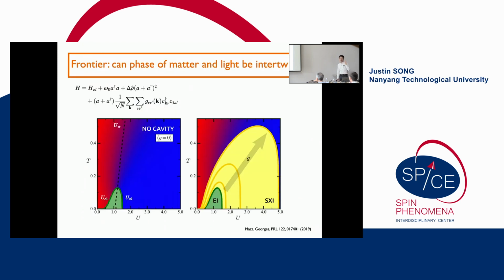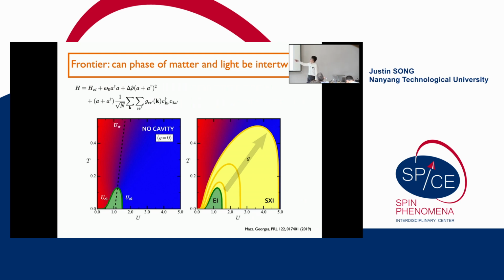That's nice. But one frontier that I think would be very exciting beyond this is if you could intertwine the phase of matter and light itself, or the order of light. And one chief and very nice example of this is, of course, the superradiant phase transition. Let me just quickly tell you what it is, and then I might dash your hopes in a second.